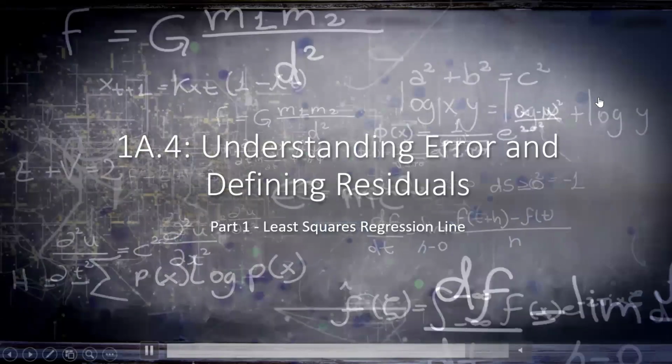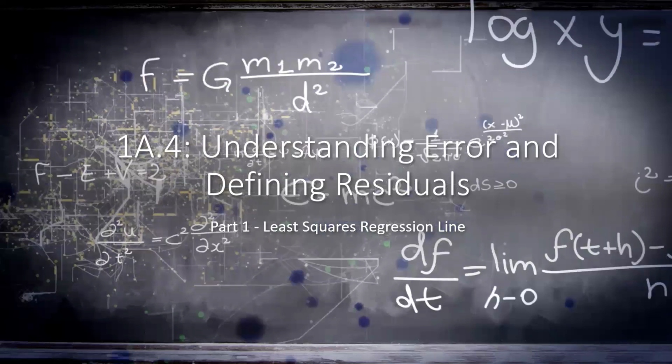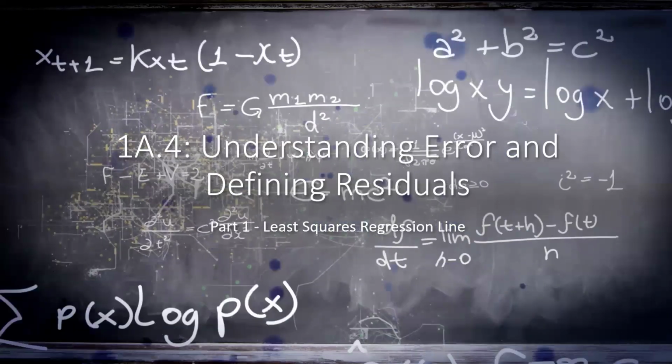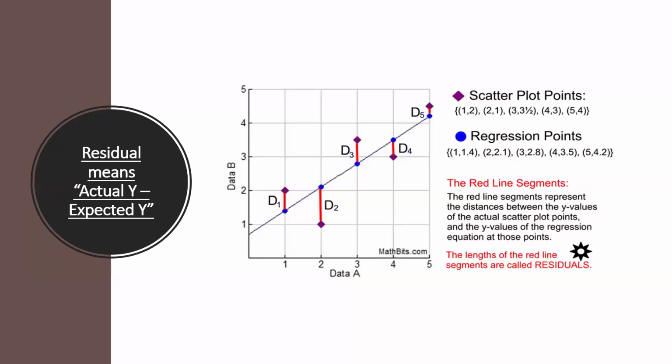All right, so we are on 1A.4, understanding error and defining residuals, okay? We're going to be talking about least squares regression lines is what we're going to be diving into.